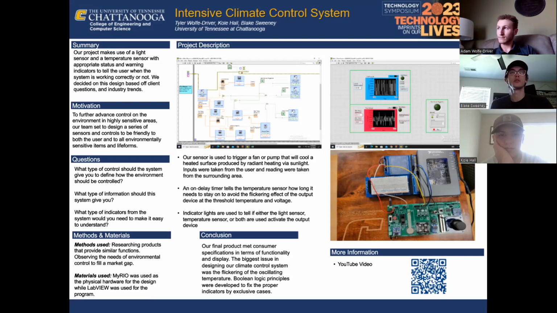So we used those questions and that research in parallel with the materials that we were given, which had a physical side and a program side. We used the MyRIO system for the physical hardware, and we paired that up with LabVIEW for the program side. Using these two together, we were able to create something that fulfilled the requirements based off of the initial client questions and filled in that market gap that we were shooting for at the beginning.